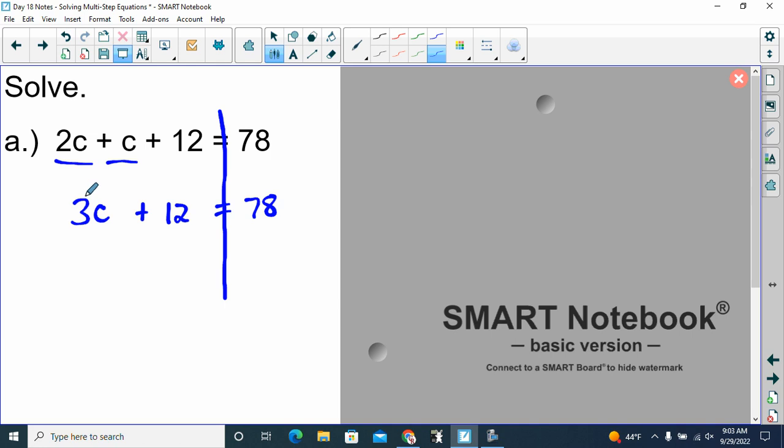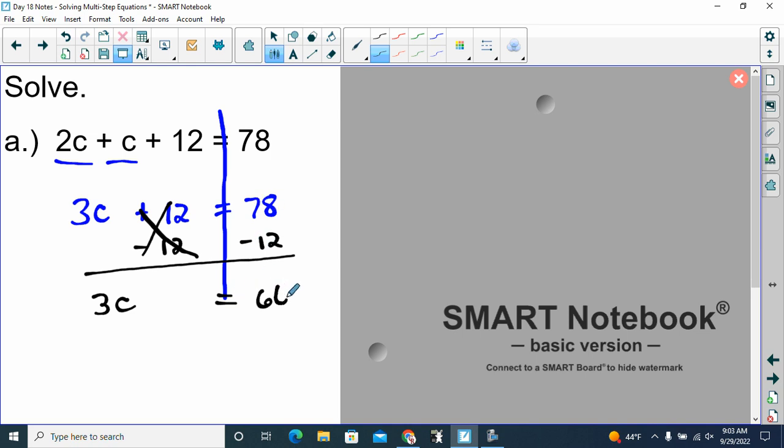3c, so c is times 3 and then plus 12. So the last thing that happened was plus 12. We need to undo that plus 12 by subtracting 12 from both sides. 12 minus 12 cancels. I bring my 3c down. I bring my equal sign down. 78 minus 12 gives me 66. This means 3 times c, so we divide both sides by 3. c equals 22. c equals 22 is correct on part A.